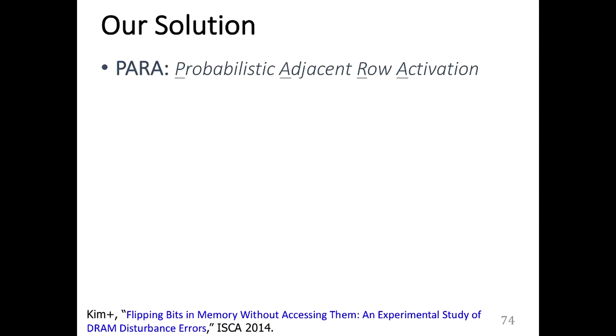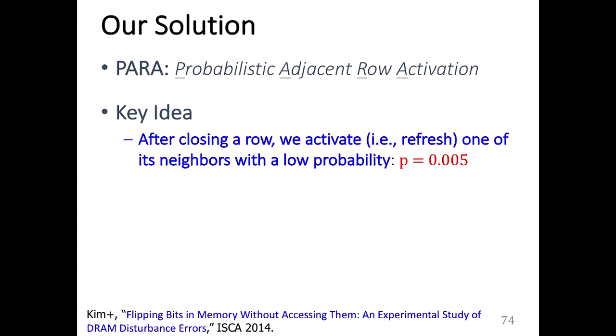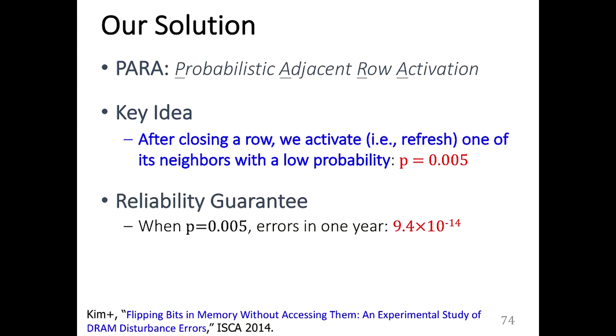So what is the potential solution? The solution idea in this paper is basically very simple. When you activate a row, basically after you close a row, after you precharge a row, you activate one of its neighbors with a very low probability. And you can make that probability programmable to change your tolerance, for example, to change your reliability guarantee. So with probability 5 out of 1,000, when you close some row, you probabilistically activate the adjacent neighboring rows. If you do that, you get a very good reliability guarantee.